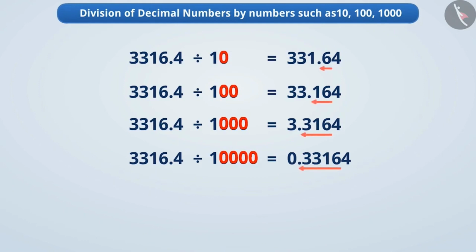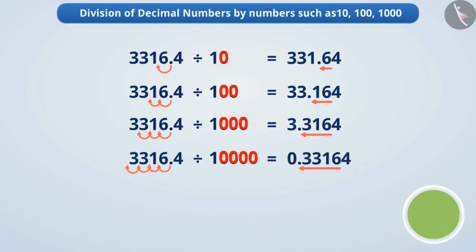As 10 has one zero, so the decimal point moves one place to the left. 100 has two zeros, so the decimal point has moved two places to the left. Similarly, in 1000, there are three zeros, so the decimal point is three places to the left. By advancing the sequence, we can see that after dividing by 10,000, the decimal point has moved four places to the left. What does this tell you? Think a little.